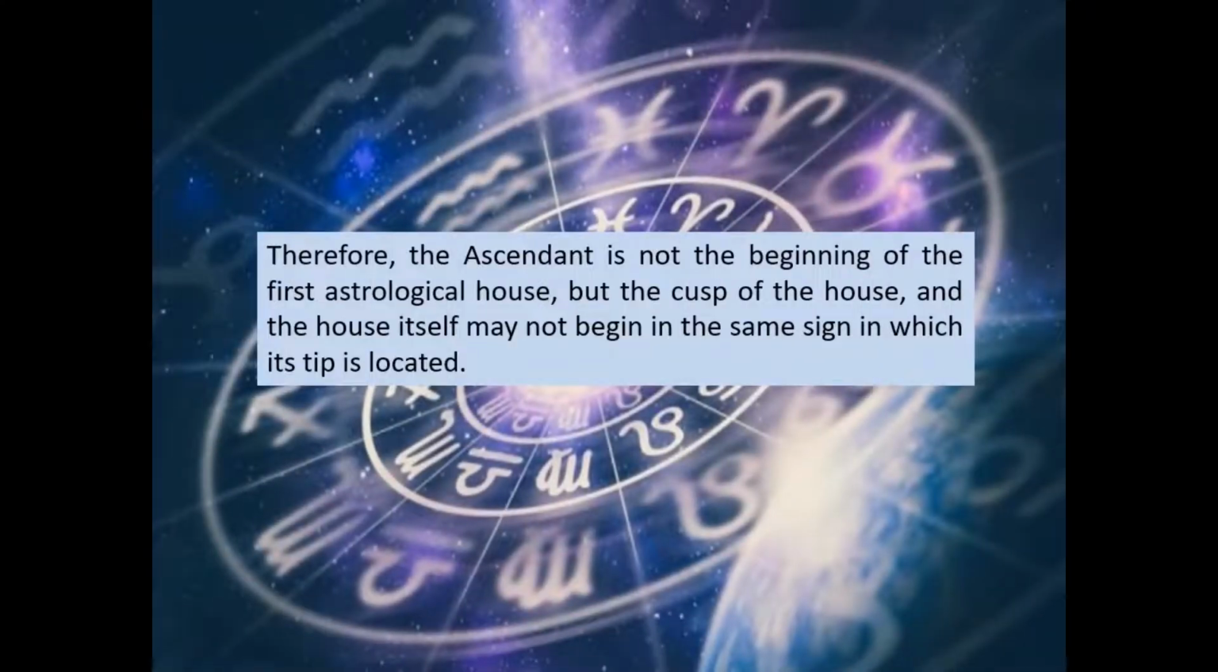Therefore, the ascendant is not the beginning of the first astrological house, but the cusp of the house, and the house itself may not begin in the same sign in which its tip is located.